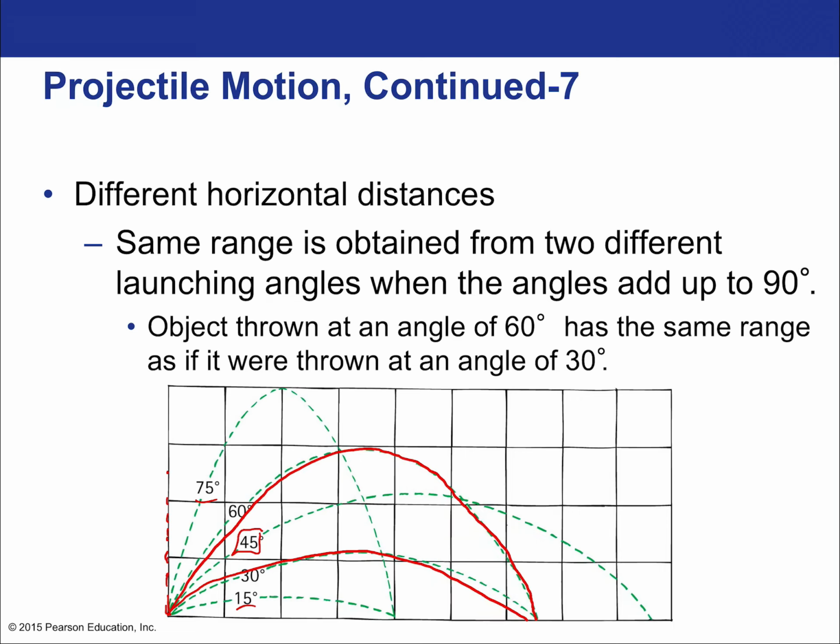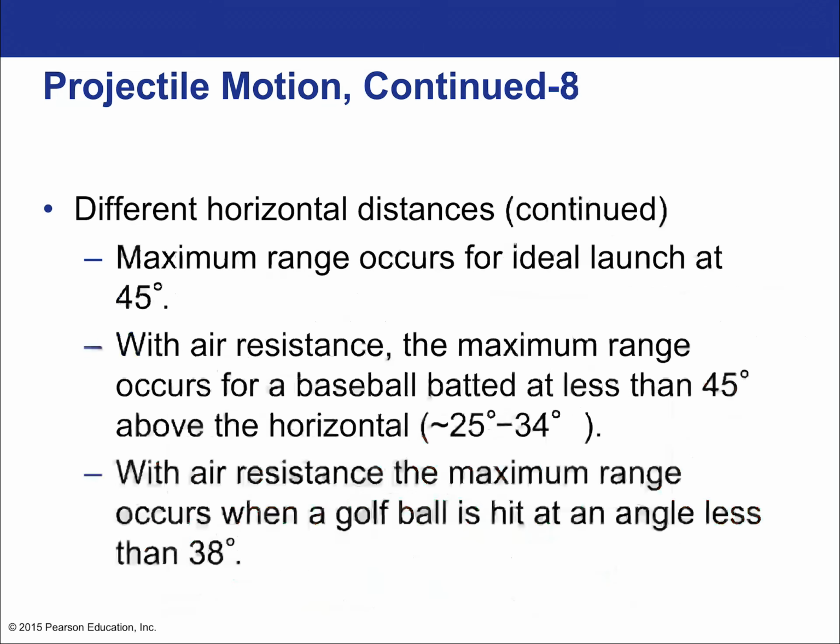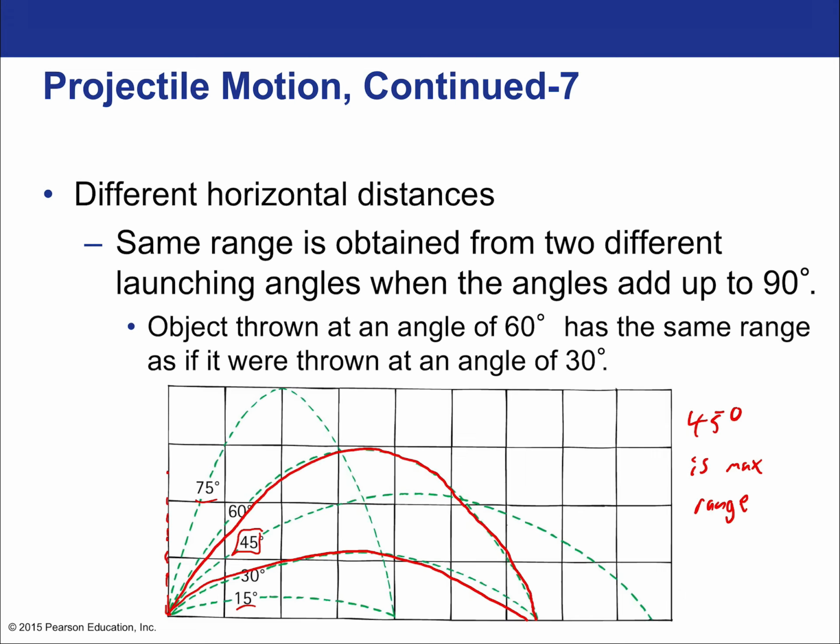But 45 is also the maximum range. Right? 45 degrees is maximum range. And range, again, is just the horizontal distance the object travels before crashing back into the ground. Okay? And so, yeah, that is the angle, and it can be proved mathematically that 45 degrees is the greatest range. Okay? So different horizontal distances. So the maximum range occurs for the ideal launch at 45 degrees. Ideal because that's without air resistance. With air resistance, it's actually going to be less than 45 because if you think about it, with air resistance, the 60 degrees has more time to get buffeted by the air.